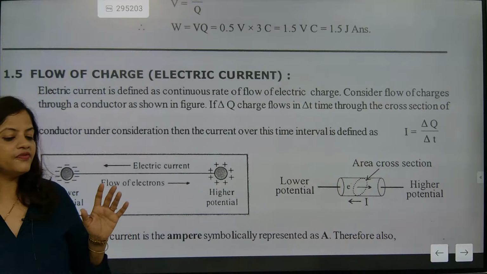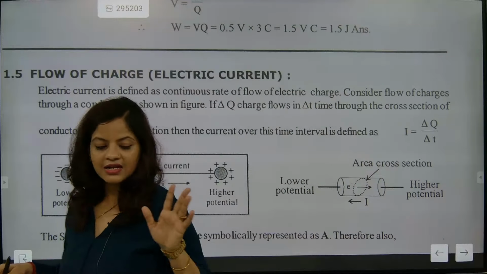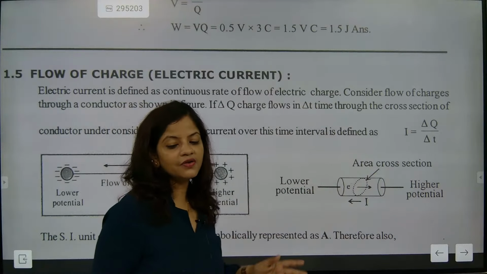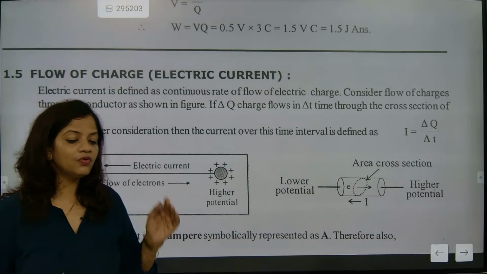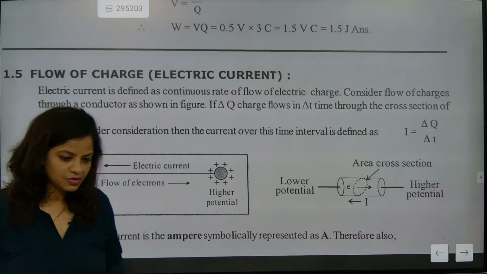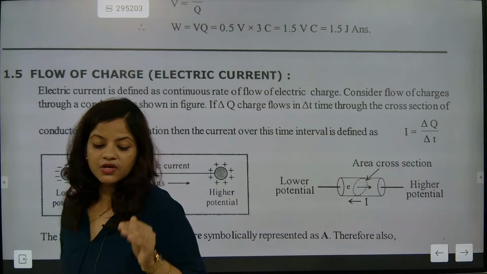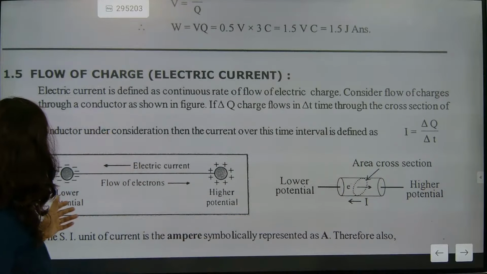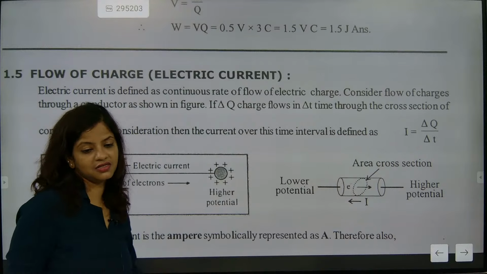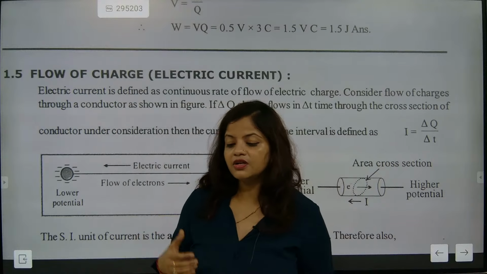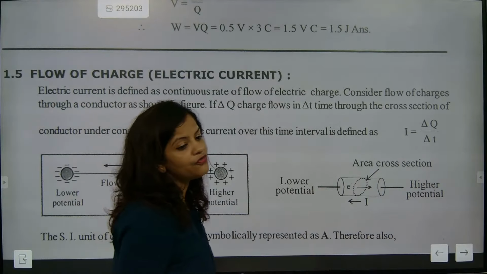Anybody will say the current definition is charge by time. That's it, charge by time is current, and study like that. But we are not from that generation where we trust whatever you say. Until we have our own concept, we will not accept the truth. So we need to get clarity even for the truth. Now we are going to understand it. Electric current is defined as the continuous rate of flow of electric charges. The continuous flow of what, beta? The continuous rate of flow of electric charges.